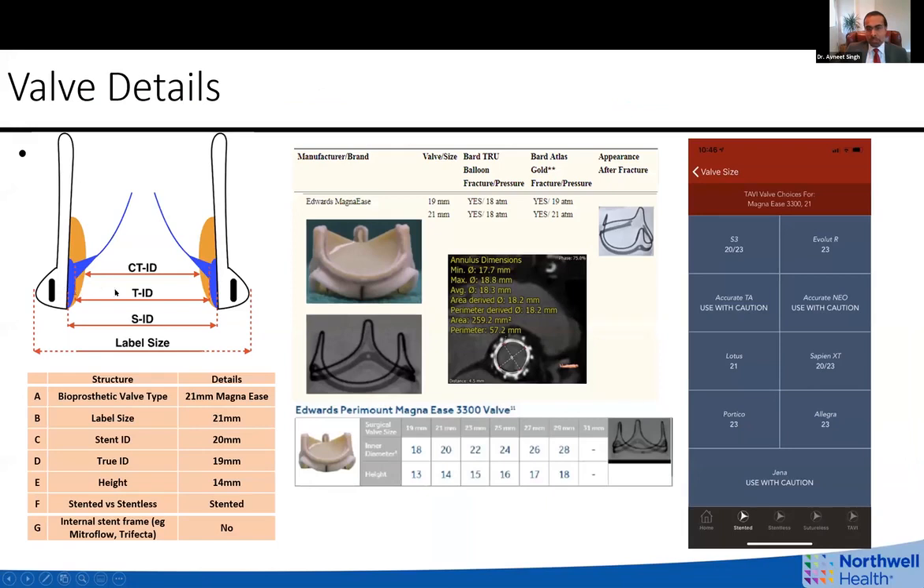So the most important thing to know about these patients is to find out what the surgical valve implant was in the beginning, because you want to size your new TAVR valve based on what the surgical valve sizing was. Based on the characteristics, this patient had a Magna Ease valve, and we used the valve-in-valve app, and we came up with a 23 millimeter CoreValve, which will be the appropriate size valve for this patient.